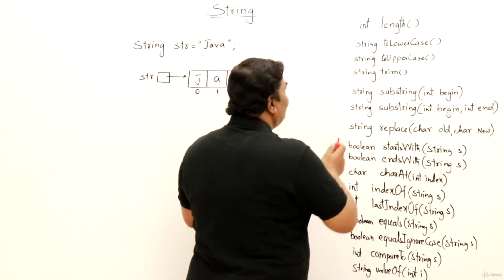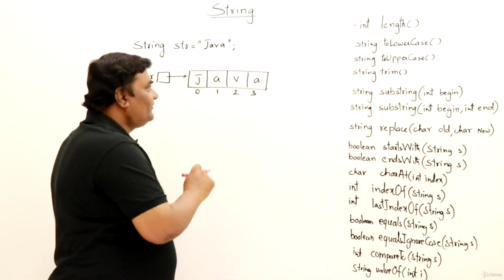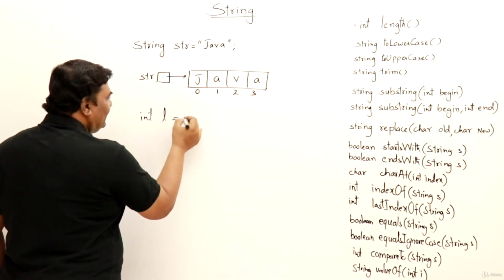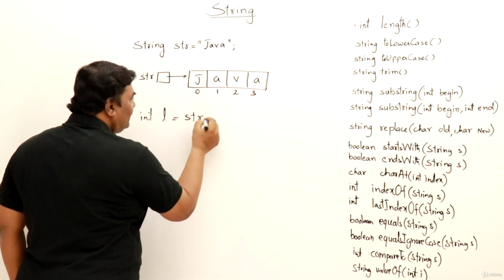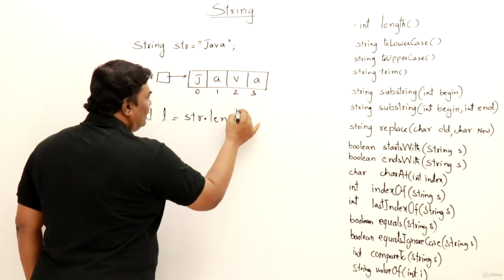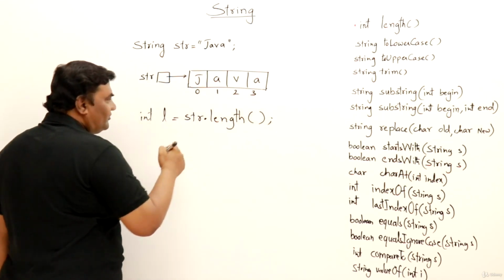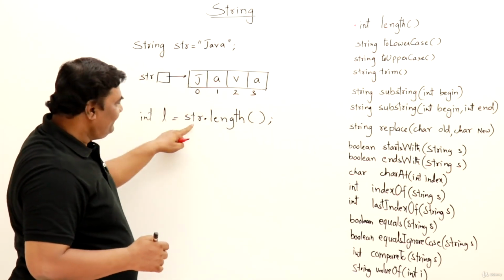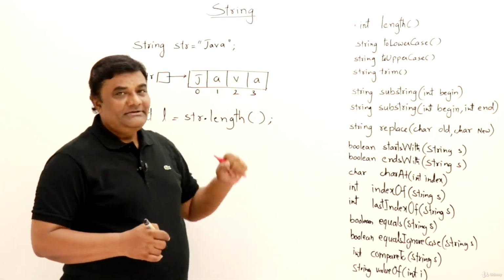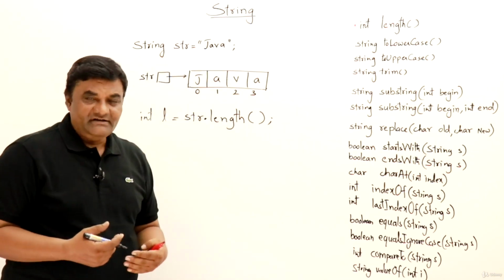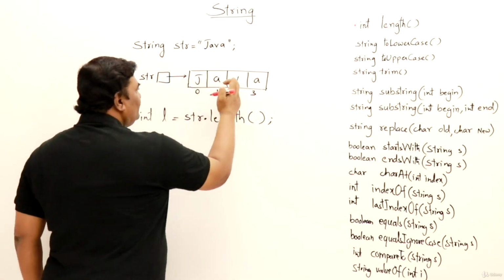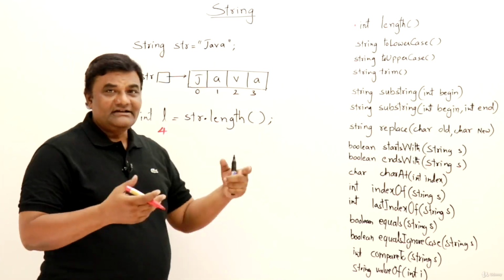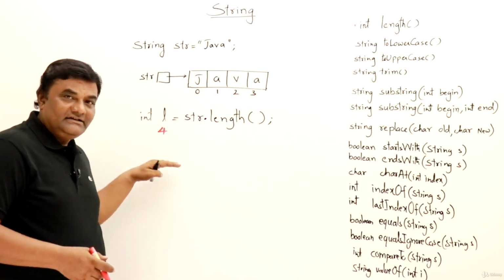So the first method is length. This gives the length of a string. So how to call that? I will declare one variable here, let us say L, and then I will say str.length. This is the way how you call the methods. By using dot operator, we can call the methods of a class. So we already have a string object, and if you say dot length, then that method will be called and it returns the length of a string. What will be the result? 1, 2, 3, 4. 4 will be the result. It counts the number of characters in a string, that gives the length of a string.